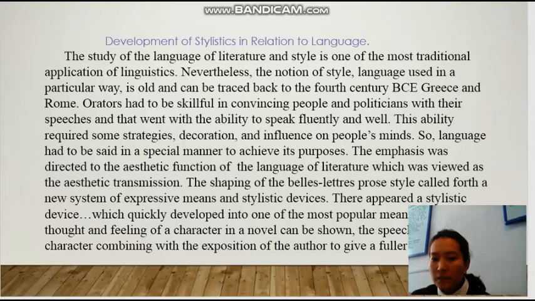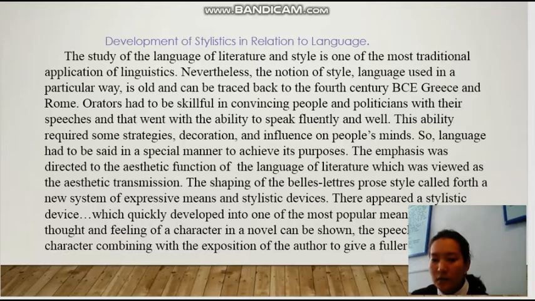Orators had to be skillful in convincing people and politicians with their speech, and that went with the ability to speak fluently and well. This ability required some strategies, decoration, and influence on people's minds. So language had to be set in a special manner to achieve its purposes. The emphasis was directed to the aesthetic function of the language of literature, which was viewed as aesthetic transmission. The shaping of the belles-lettres prose style called for a new system of expressive means and stylistic devices.